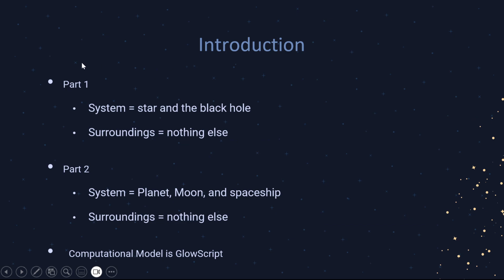So in part 1, the system is the star and the black hole, your surroundings, nothing else. In part 2, your system is the planet, the moon, and the spaceship, your surroundings, nothing else. And the computational model that we'll be using is GlowScript.